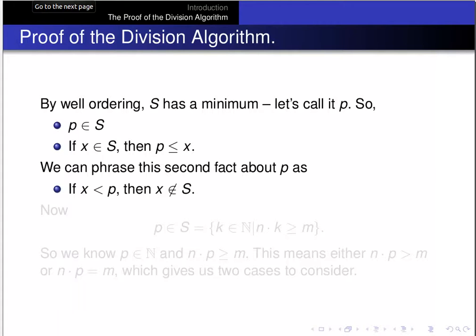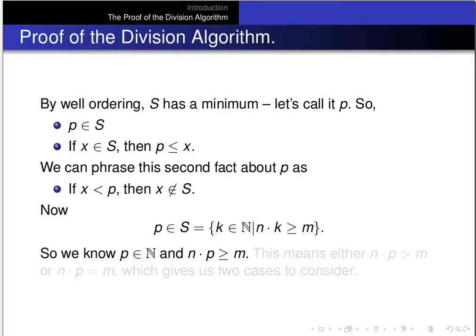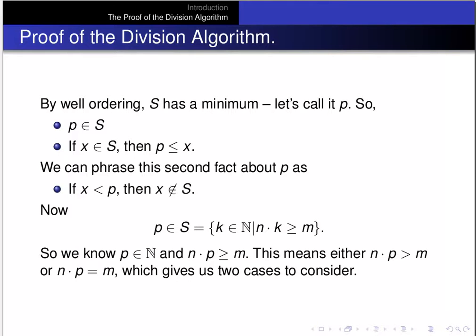Okay, so back to the first property. P is a member of the set S. What does that mean? Well, recall we defined the set S to be all natural numbers whose product with n is greater than or equal to m. Since P is in that set, it follows that P times n is greater than or equal to m. That means one of two things happens: either n times P is greater than m, or n times P is equal to m. That's a pretty obvious observation, but it gives us two cases to consider to finish the proof.